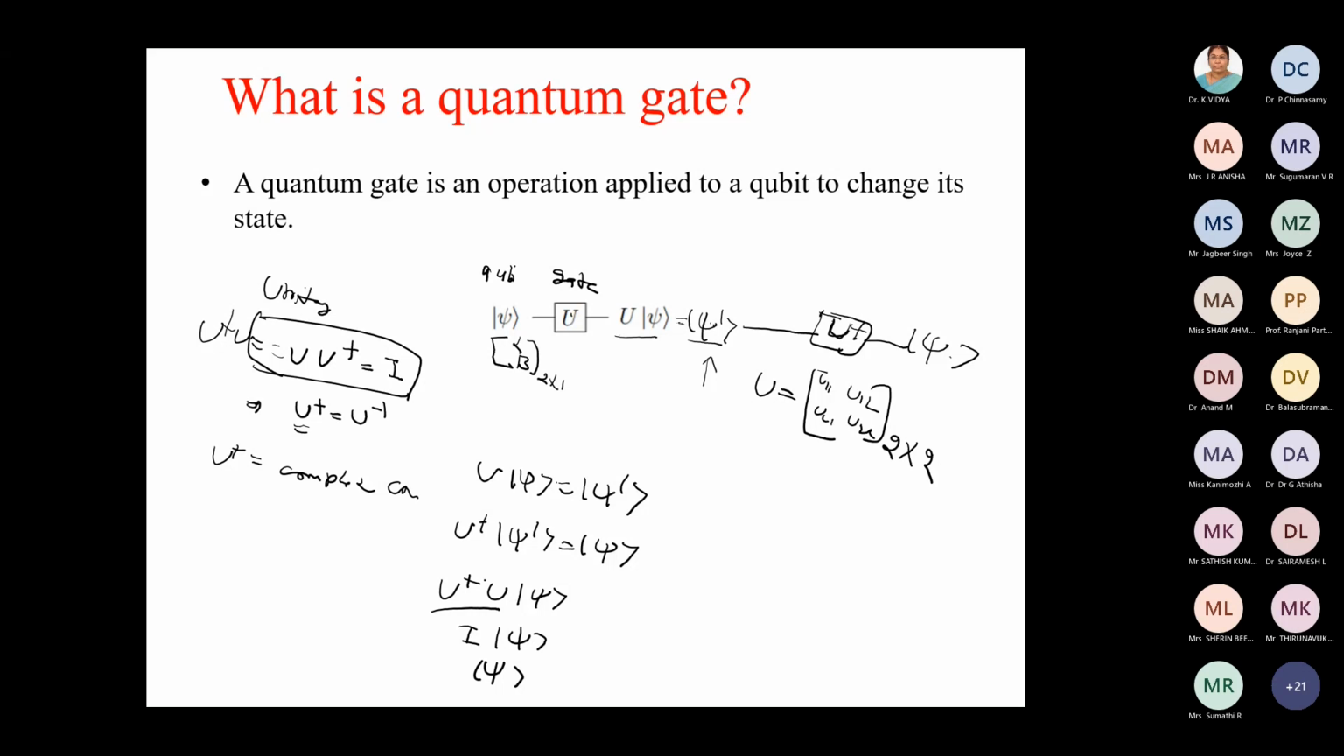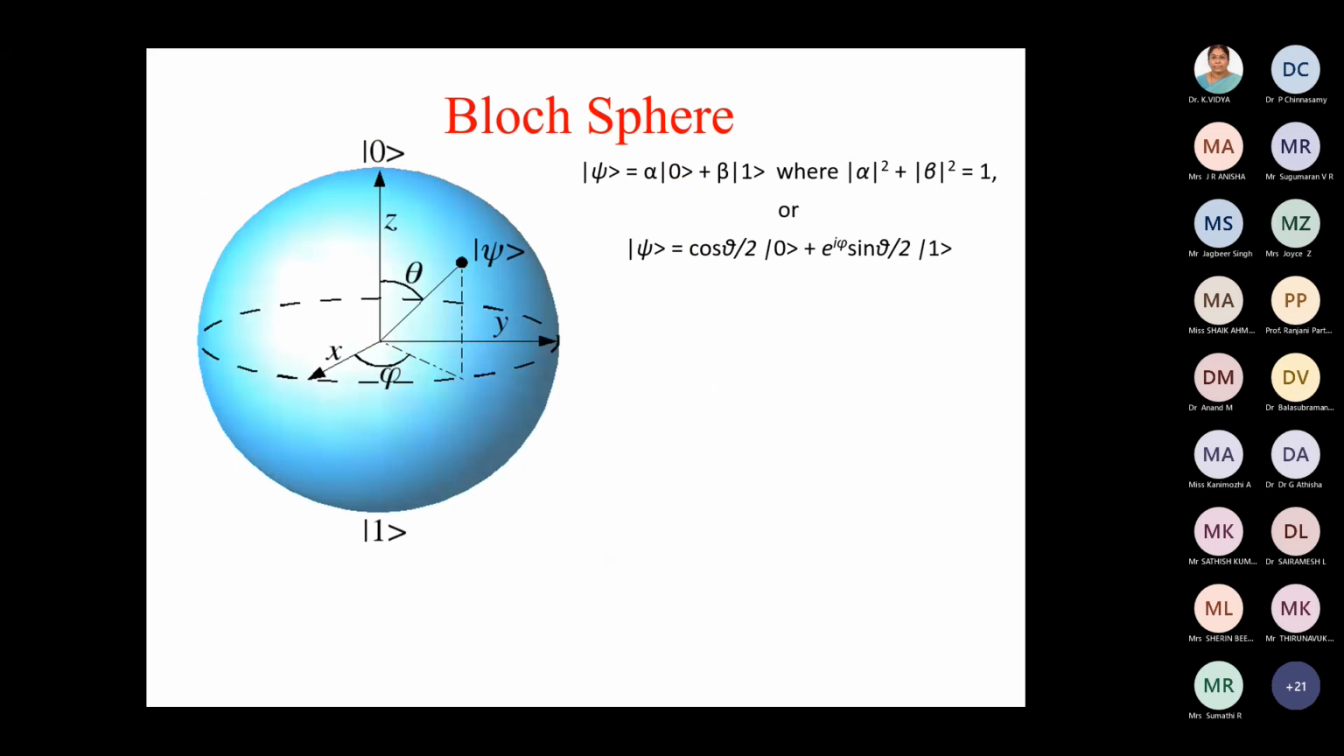Okay. So if you apply U and U dagger on this state psi, then you will get the original state. So U is a quantum gate, U dagger is another quantum gate, and this U dagger is the inverse of this U. So is this thing clear? Any doubt? Please, any question?